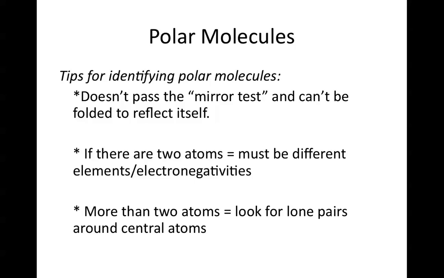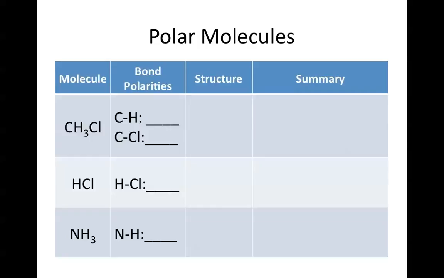So a couple of little tips. We're going to see that polar molecules do not pass the mirror test. While it may have one line of symmetry, it can't have more than one. If there are two atoms, they have to be different elements or electronegativities. If there are more than two atoms, look for lone pairs around the central atom.